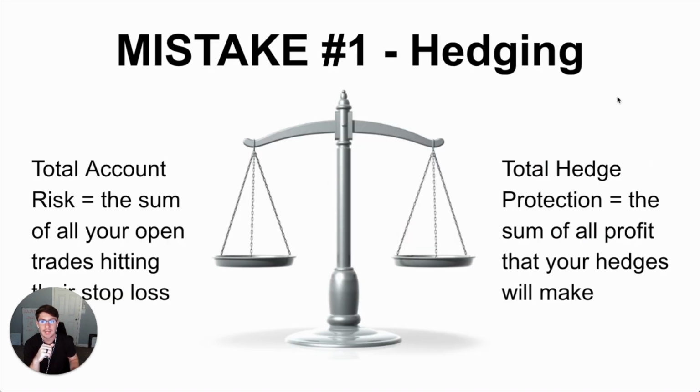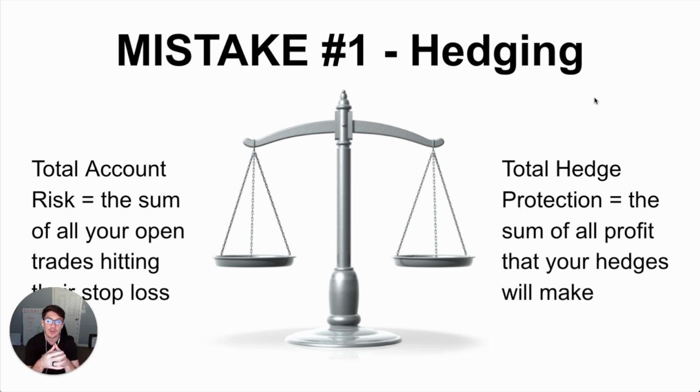So if we're looking at it here, mistake number 1 is that you're not hedging correctly. Guys, 112s have a lot of exposure. You have a lot of sold puts on futures, and if the market crashes, we're talking about huge losses. And so if you don't hedge your accounts correctly, it's not going to work. Now, what does hedging correctly mean? It means that your total account risk is equivalent to your total hedge protection.